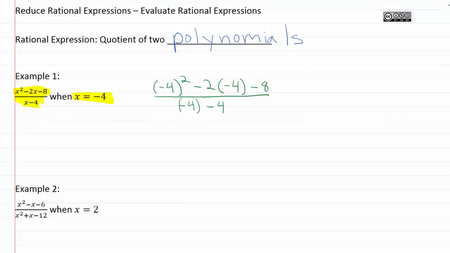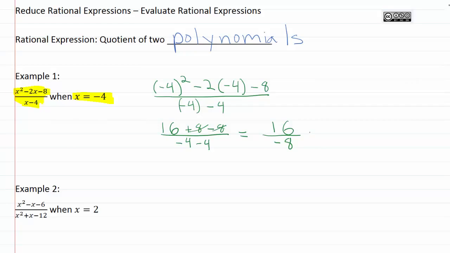So then when I go to simplify this expression, I've got negative 4 squared will give me 16, and negative 2 times negative 4 will give me plus 8, and then another 8 right here. Then on the bottom I'll have negative 4 minus 4. So our next step in simplifying, we'll have 16 plus 8 and then minus 8, so those two are going to subtract out. So I'll just be left with a 16 on top. And then on bottom, negative 4 minus 4 will give us a negative 8.